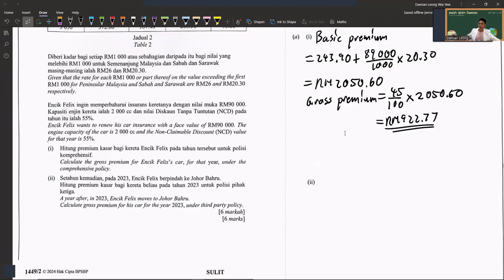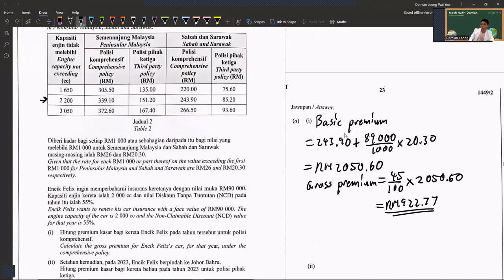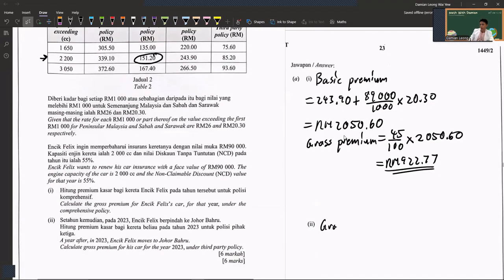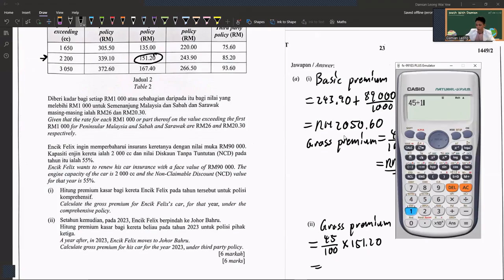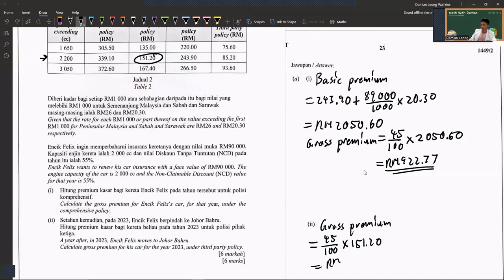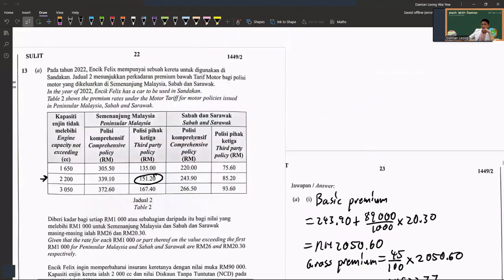Then I want the gross premium under third party policy in Johor Bahru. So Johor Bahru is now Semenanjung, Malaysia. So third party policy will just be this amount for the basic premium. For the gross premium, we have to take out the no claim discount. So 45% off 151 ringgit 20 cents. 45% times 151.2, we get 68 ringgit and 4 cents. Yeah, that's part A.